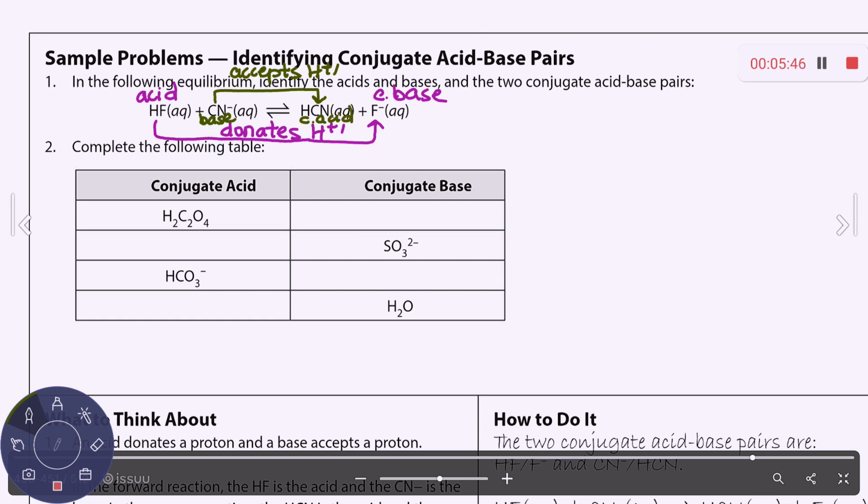What are my conjugate acid-base pairs? Give me one of them. HF. Yeah, so HF and F-1 would be a conjugate acid-base pair.